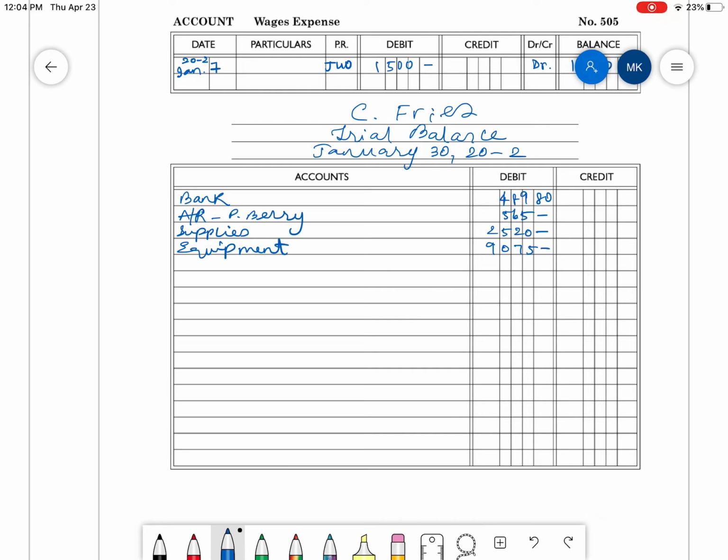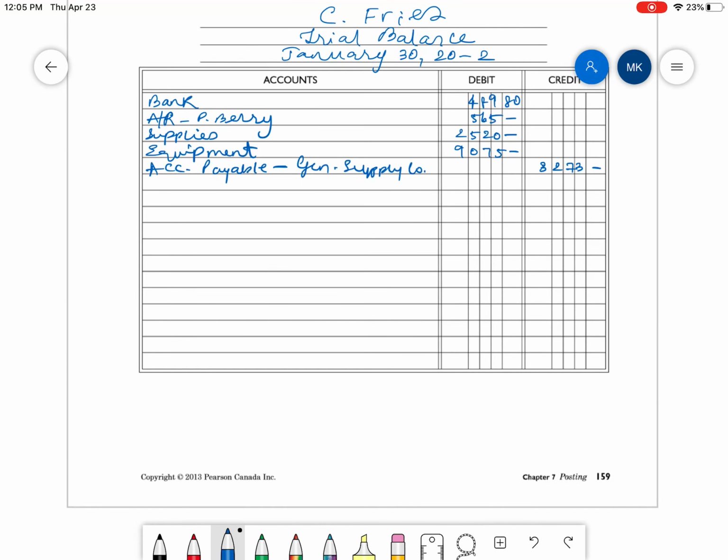Accounts payable, general supply company. Now accounts payable is a credit balance, you write on the credit side 23273. Then you have HST payable and HST recoverable. HST payable has a credit balance of 381 and HST recoverable has a debit balance of 249.20.